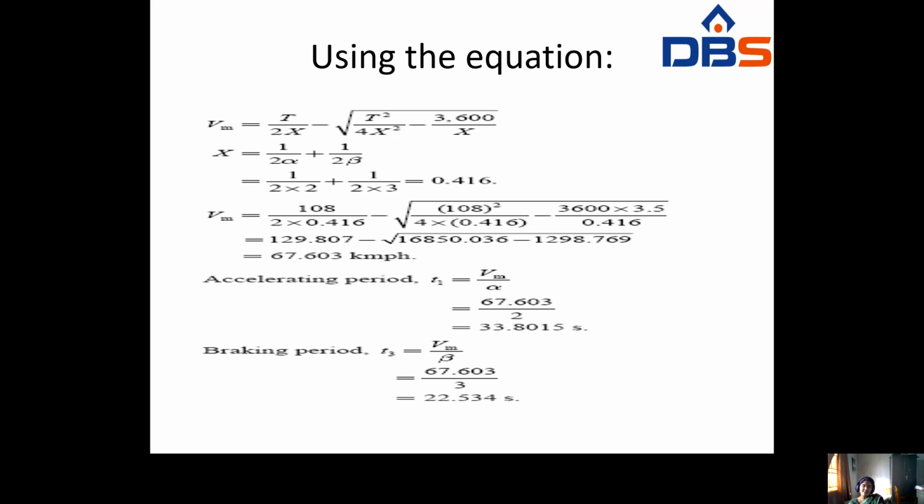When you solve it, you can get the accelerating period T1 equal to 33.8015 seconds. Similarly, braking period T3 equals Vm by beta. So here you can get 67.603 by 3. When you solve, you get 22.534 seconds.